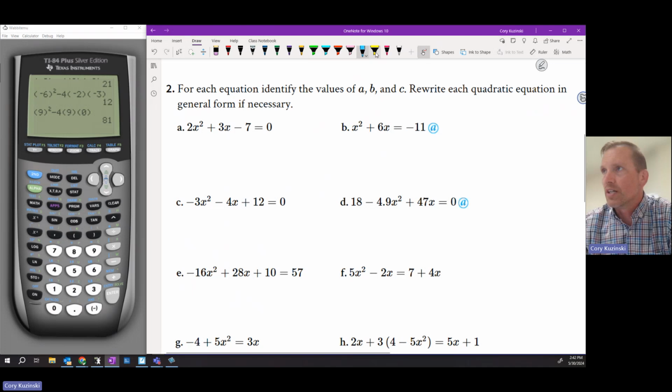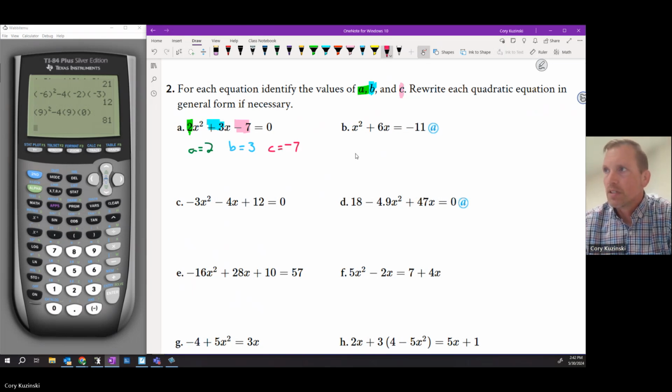All right, for each equation, identify the values of A, B, and C. Let's do A in green, B in blue, and C in pink. Here we go. A is 2, B is 3, and C is negative 7.